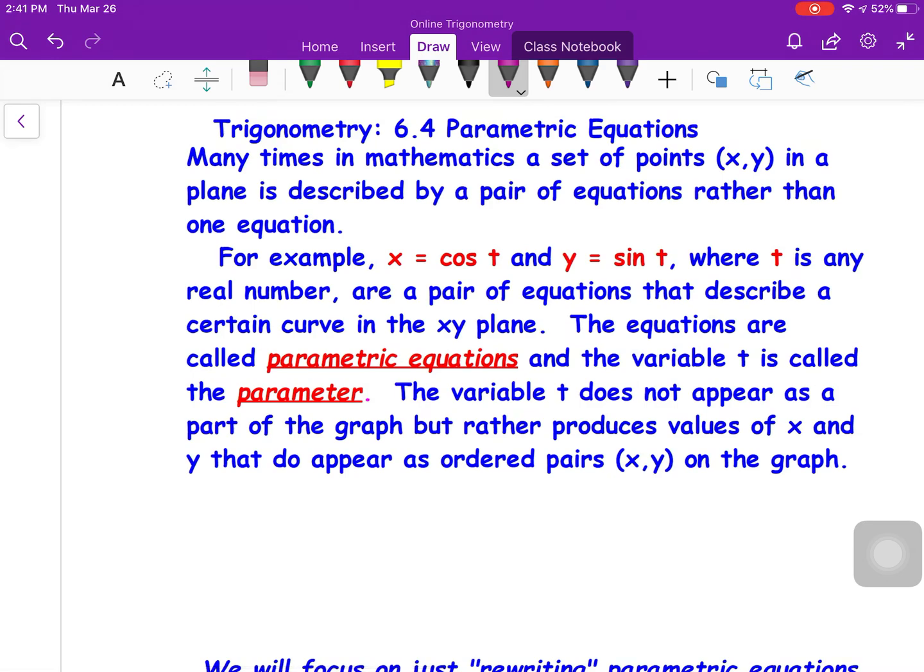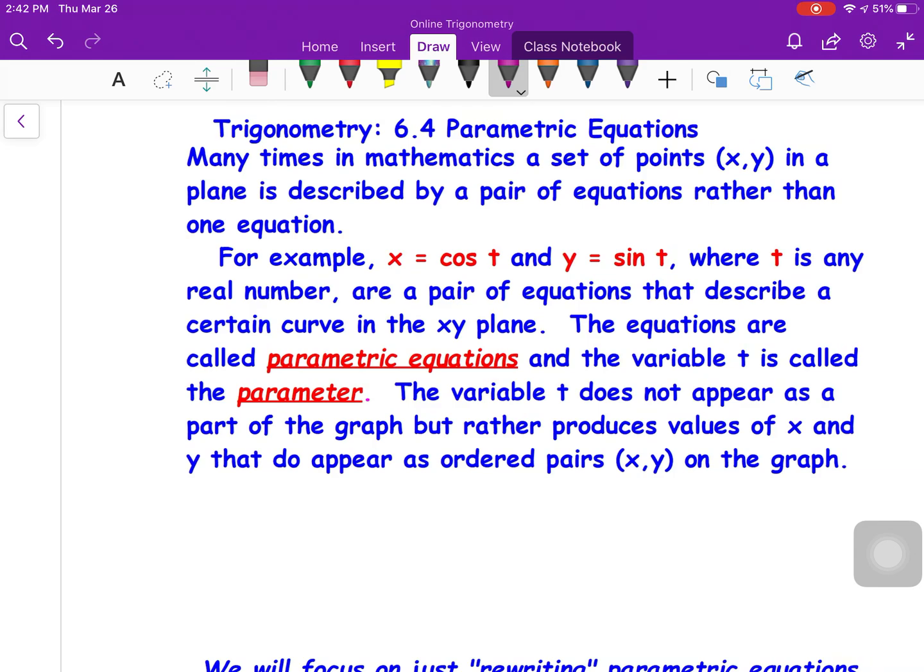So, parametric equations. Many times in mathematics, there'll be a set of points (x, y) described in terms of a third variable. Oftentimes it'll be t, standing for time. They may say that x is defined to be a function of one trig function, and y is defined to be a function of another trig function. They'll give you the description of this particular shape or graph as a pair of equations where both x and y are defined in terms of that third variable, in this case t.